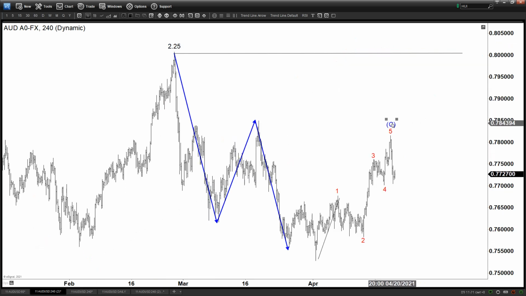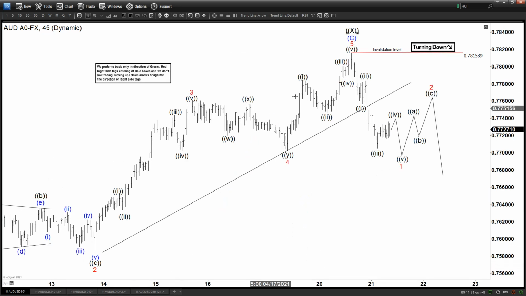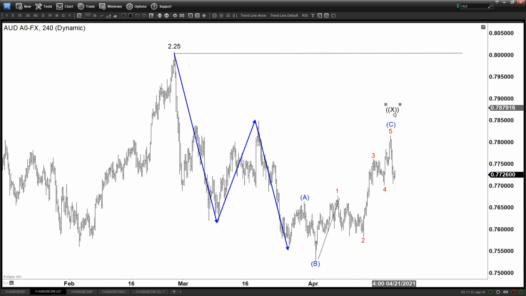right? So that means we are doing some sort of an ABC expanded flat here. Okay, and then this is ending the X. So this is a corrective structure if that's the case, and this could be your W here, right? So we got a 3 swing from this peak ending W, and then a flat structure finishing X, and then possibly turning down.